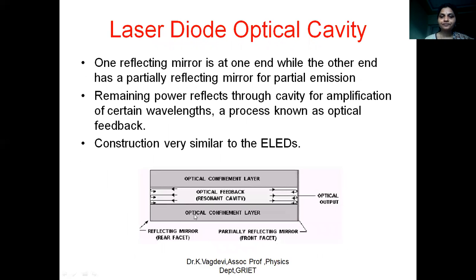So this is the simple construction of the optical cavity. Here we are having the medium enclosed with the help of partially and fully reflecting glass plates. So one reflecting mirror is at one end while the other end has a partially reflecting mirror for partial emission. You should remember always that the laser output is taken from the partial end. So the remaining power reflects through the cavity for amplification of certain wavelengths, a process known as optical feedback. Construction way is similar to that of the LEDs. So now this is the construction of the optical cavity.